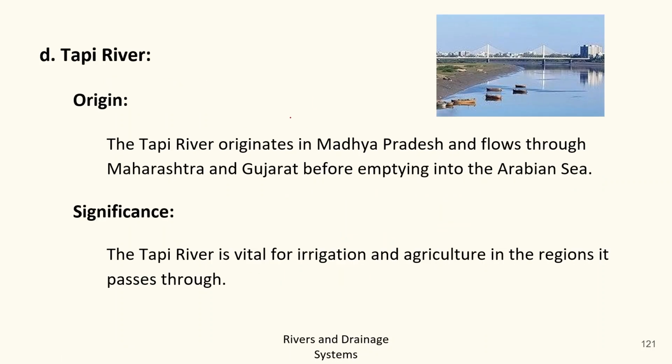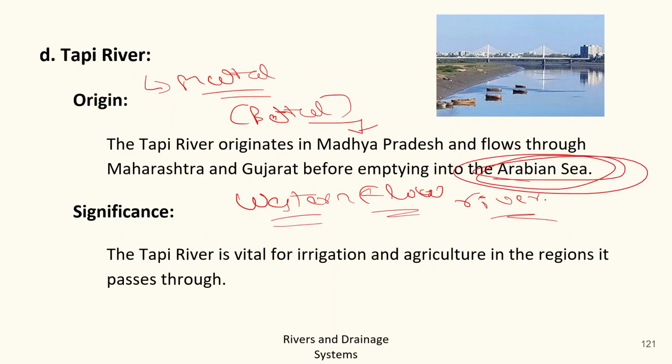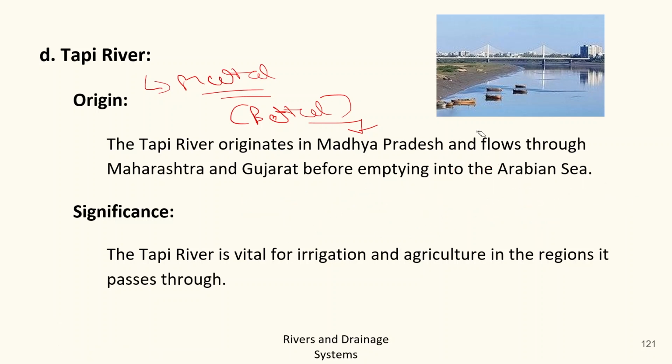Okay, the next river is the Tapi river, which originates near the Mahadeo hills of Betul, which lies in Madhya Pradesh. Okay, and it is also a western flowing river, due to which it empties into the Arabian Sea. Got it? It is also a vital source for irrigation and agriculture.